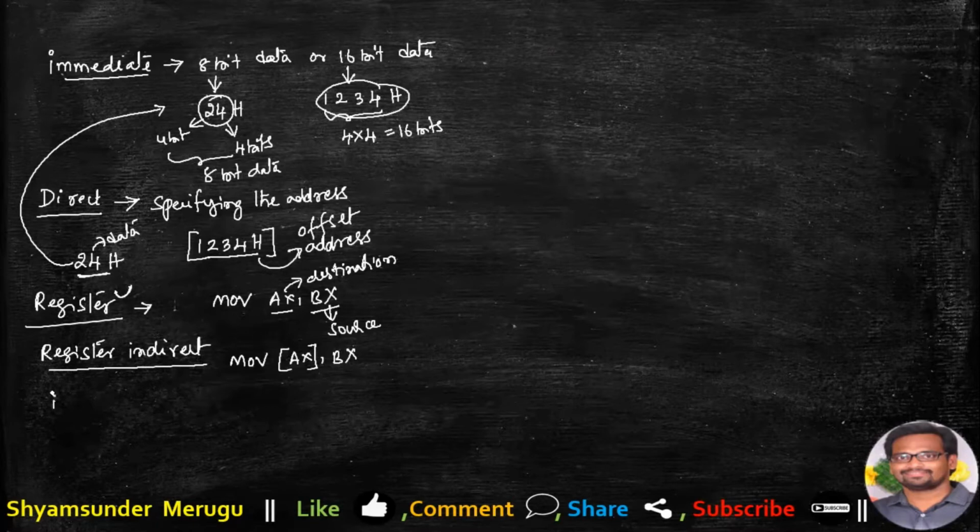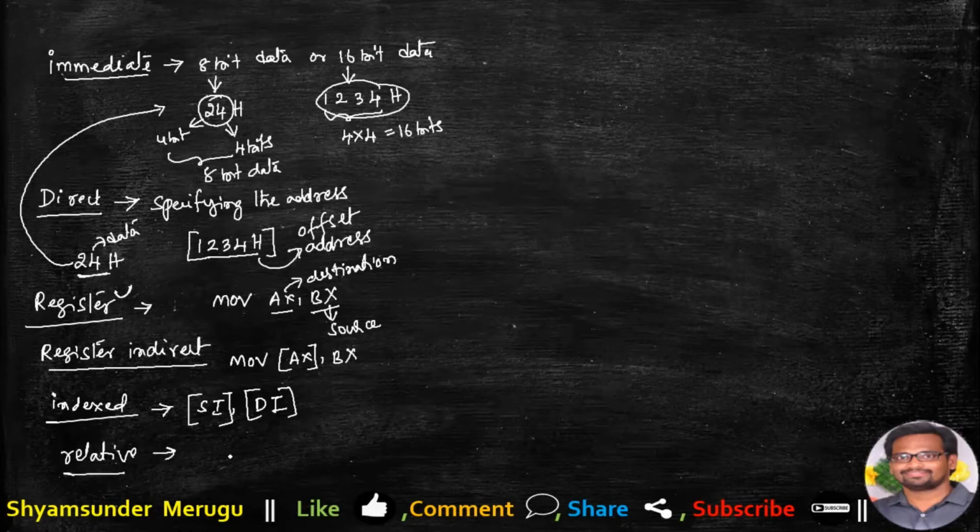Next, indexed, right? That particular instruction contains an index register, SI or DI. If you write an instruction using the term index, then we have to take the source index or destination index registers. And whenever we specify the source index and destination index registers, they must be kept in brackets. Relative.